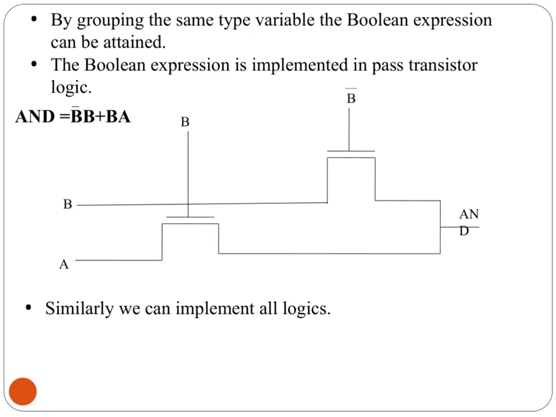Here, we see how grouping variables of the same type helps us derive the Boolean expression. Specifically, for the AND function, the expression is given as BB plus BA. This expression can be implemented using pass transistor logic, which is an efficient method for realizing Boolean functions at the transistor level. By following this approach, not only the AND function, but all other logic functions can be implemented similarly, making the design process straightforward and consistent. The key takeaway is that grouping variables effectively leads to simpler Boolean expressions that can be directly implemented in hardware.